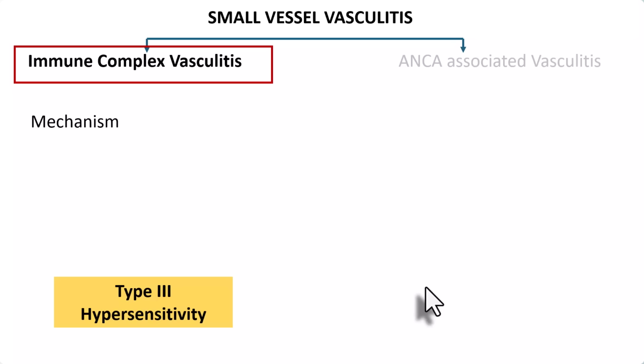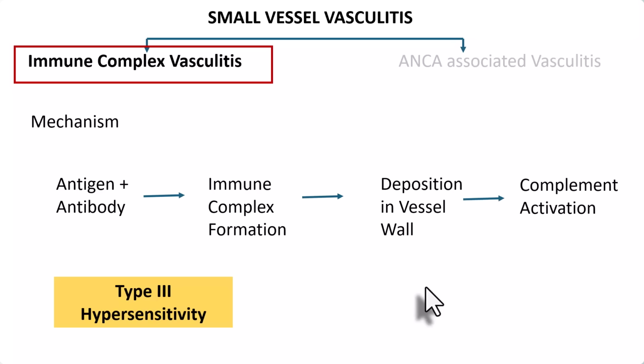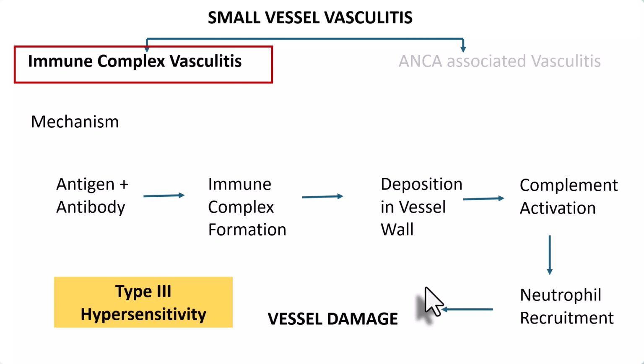So, what is the mechanism of immune complex vasculitis? Basically, this is a type 3 hypersensitivity where you have antigen plus antibody, which leads to the formation of immune complexes, right? And this immune complex is now deposited in the vessel wall, leading on to the activation of complement, and thereby the neutrophils are recruited. And once the neutrophils are recruited, obviously there will be vessel damage, right? So this is the mechanism of immune complex mediated vasculitis.